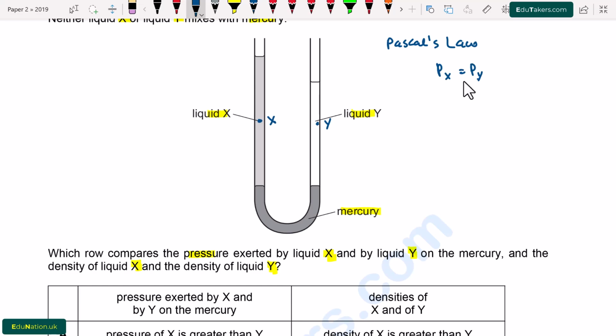Next we have to compare the density of the liquids. We know that the pressure of a column of fluid is equal to P naught plus rho g h. I write this equation for liquid X and Y. So here, P naught plus rho X g hX.